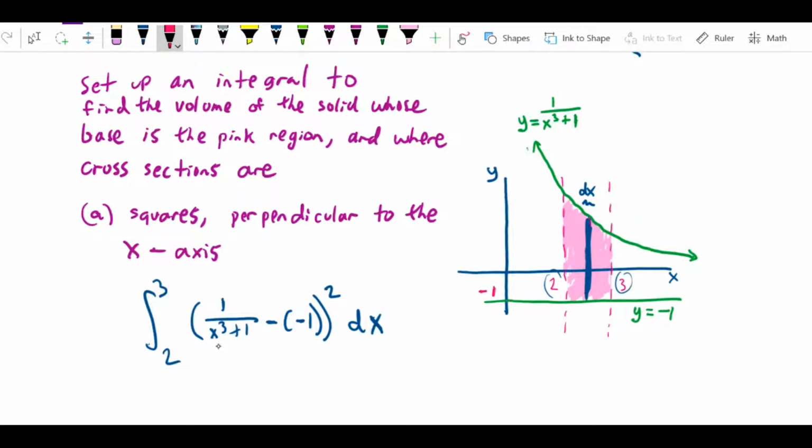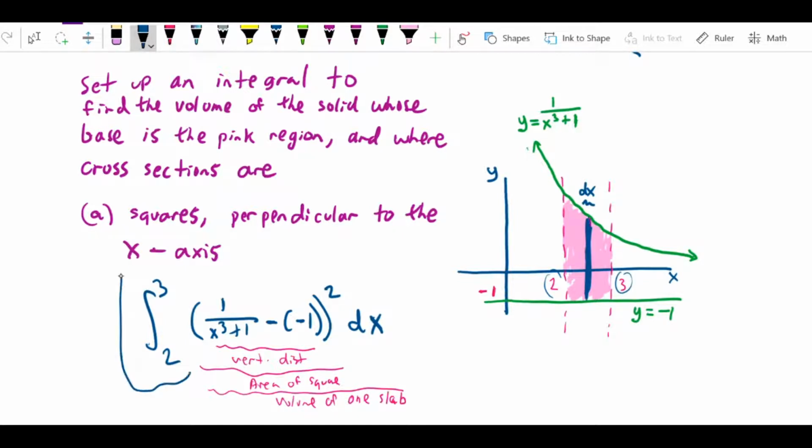So just to recap, this is the vertical distance. This is the area of a square whose side is that vertical distance. This is the volume of one slab. I haven't drawn the slab, but we've seen enough pictures of what the slab growing out of the page looks like. So this is the answer. This is the integral that gives the volume of the described solid.